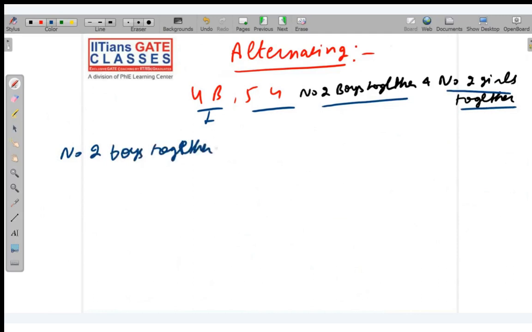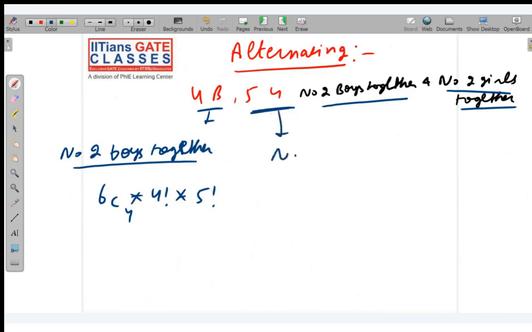How will you solve it? No 2 boys together. Again, very simple. 5 girls are there, so they will create 6 places. So 6C4 ways. Why have I chosen 4? Because 4 boys are there. After that I will arrange the boys and then I will arrange the girls. So I think this is the answer. Okay, everybody has got it. Now I'm not making the figure and all, because everything is fit in your mind.